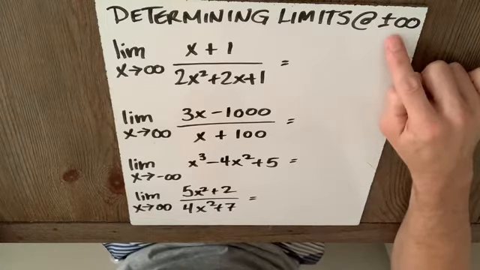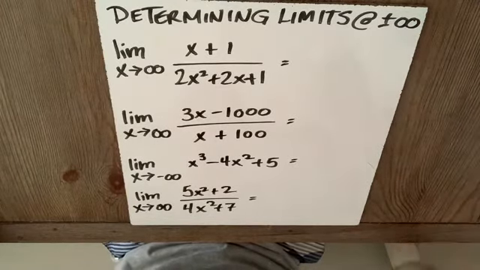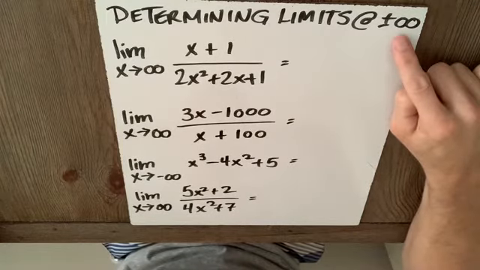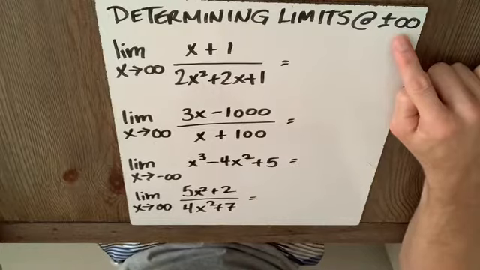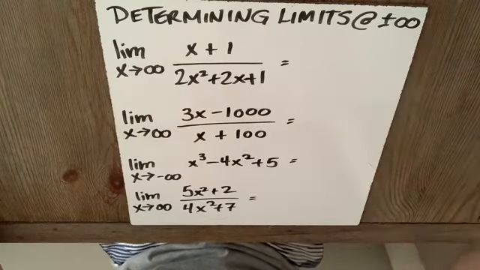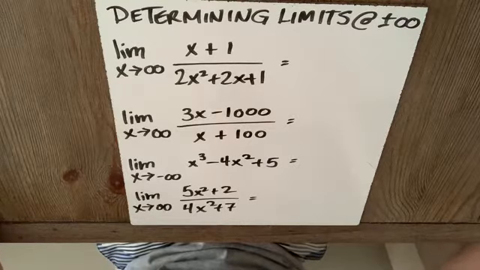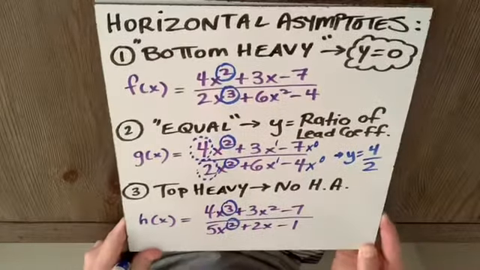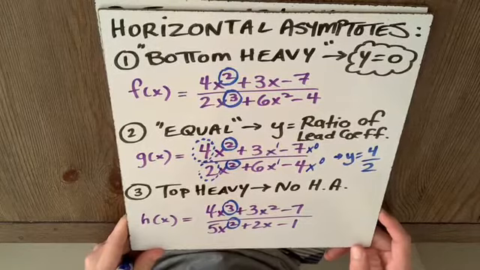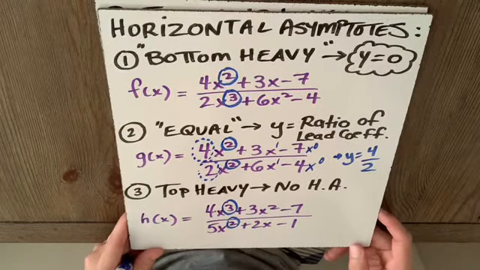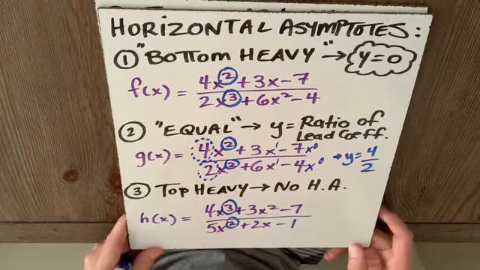X is getting extreme. The most important concept here is as x gets extreme, away from zero, either to the positive or negative side, the graph conforms to the horizontal asymptote. In other words, the graph follows the horizontal asymptote at extreme values of x, which means we have to know these rules. Bottom heavy, y equals 0. Equal, the ratio of lead coefficients. Top heavy, no horizontal asymptote.